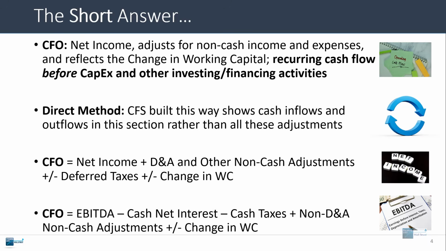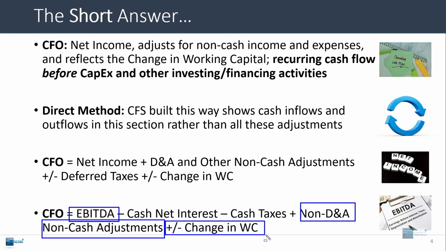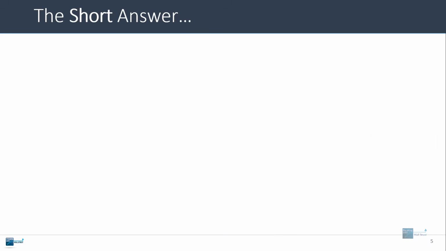You could also start cash flow from operations with EBITDA. And in that case, you will subtract the cash net interest expense and the cash taxes. You will add back potentially some non-cash adjustments, but you will not add back the depreciation and amortization because you're starting with EBITDA. So you may add back a few smaller things, but not the normal main largest non-cash adjustment. And then as with the definition above, you will factor in the change in working capital as well.